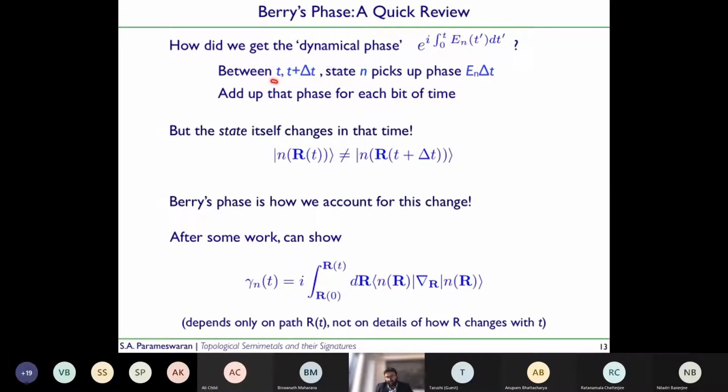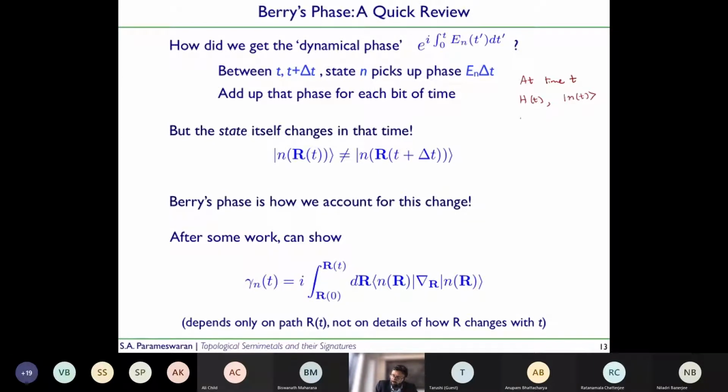instantaneously between time t and t plus dt, if I think of time evolution for an instant of time, I can imagine that I evolved with the Hamiltonian H of t. Well, if I evolve with H of t, let me just write this down. I can imagine I evolved at time t with H of t. I have the Hamiltonian H of t, and I have |n(t)>.